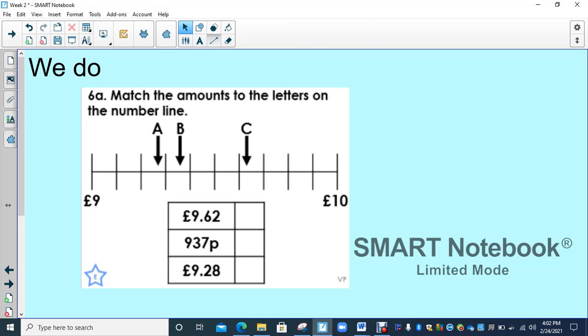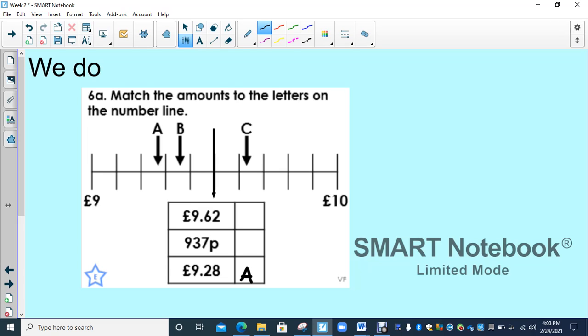So let's work out where my 50 pence is, my midpoint. 10, 20, 30, 40, 50. So here is my midpoint. Here is £9.50. Now let's start with A then. I know that A is going to be the smallest amount because it's closest to £9. Therefore, without already knowing that I need to convert this, I know that £9.28 will be A.